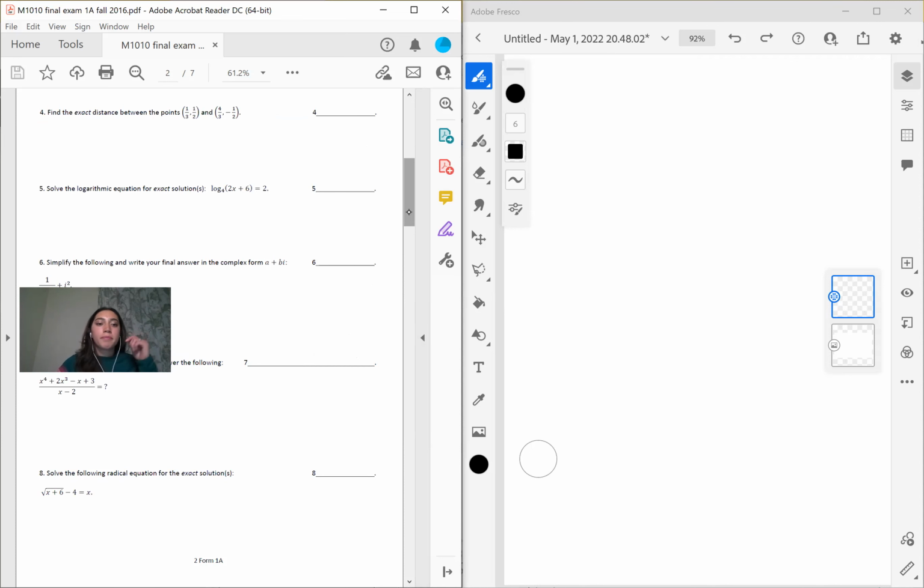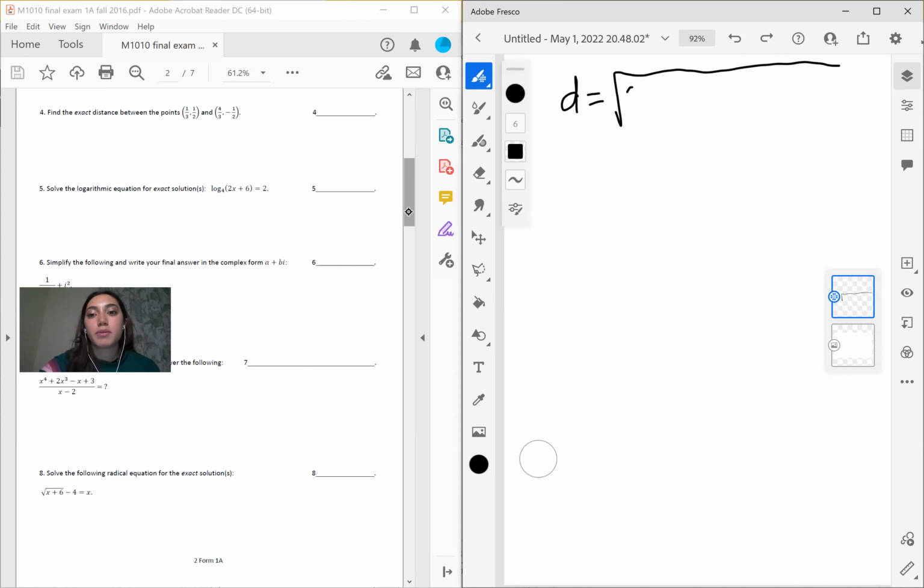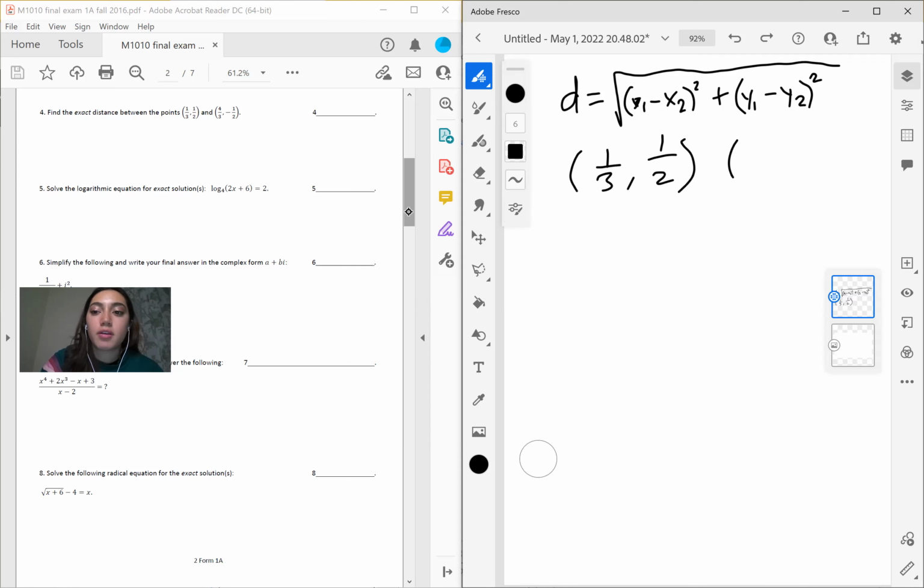Let's do number 4. So that's the distance between 2 points. So the distance formula between 2 points is d equals the square root of (x1 minus x2) squared plus (y1 minus y2) squared. All right. So our points are 1/3, 1/2, and 4/3, -1/2.